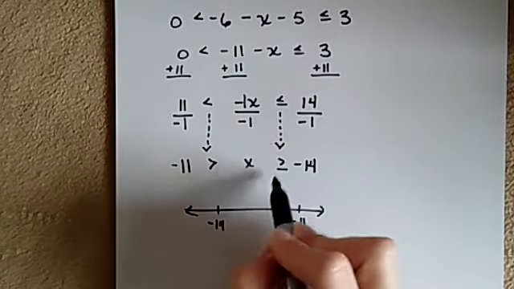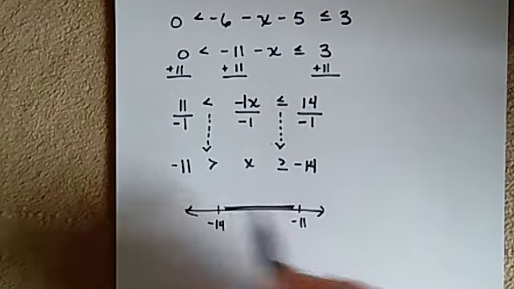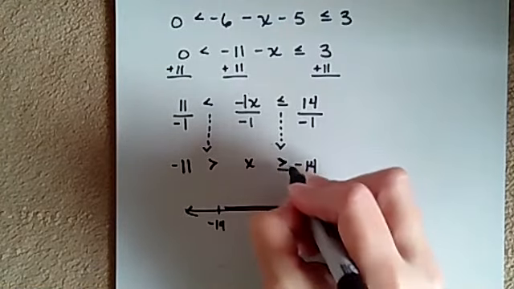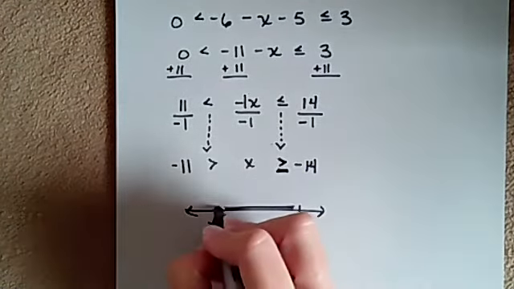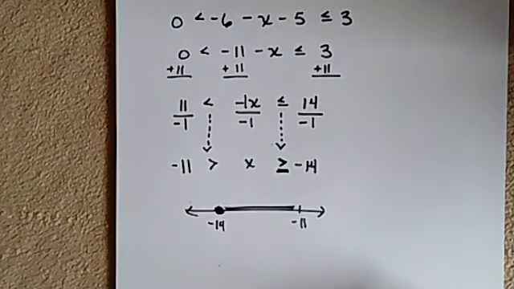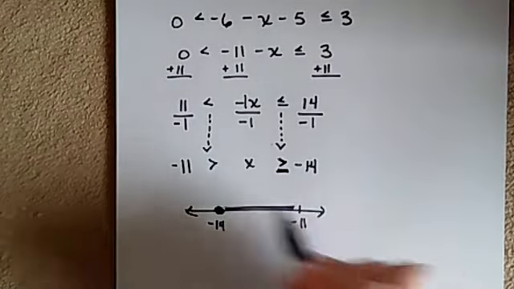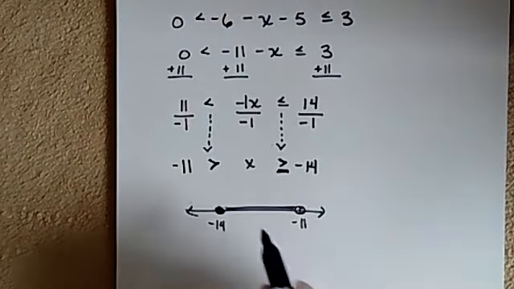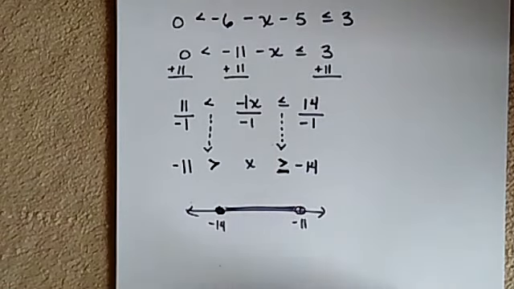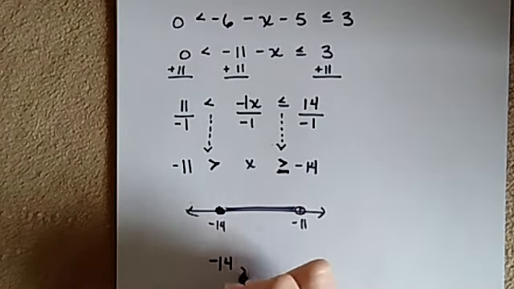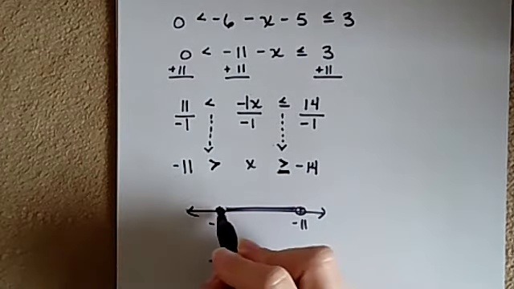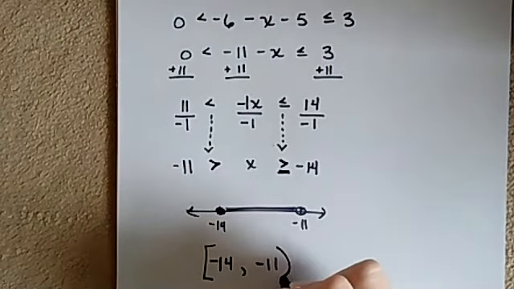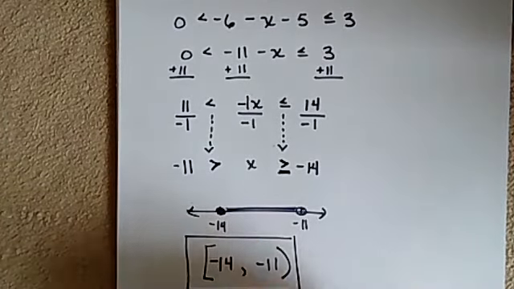So x is anywhere in between here, right? We just have to get our endpoints correct. So at -14, it is greater than or equal to. Remember, we can draw that as a closed dot or a bracket. And at -11, it is not equal to. Okay, so this is my solution, my interval. And we would write that. This closed dot means bracket, open dot, parenthesis. This is my final answer.